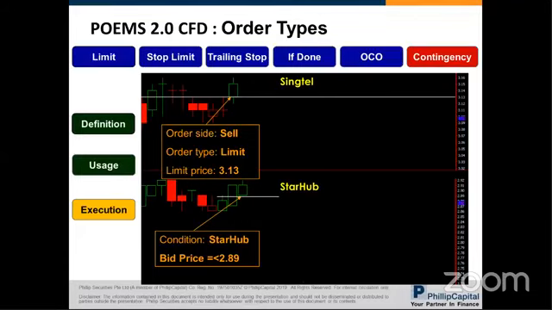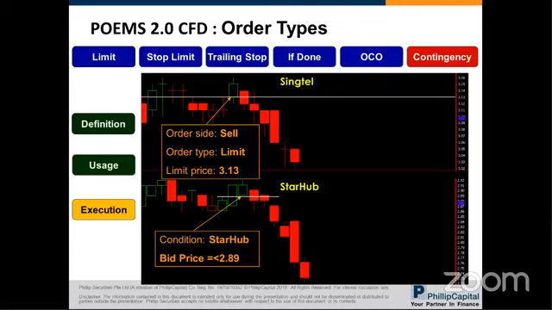So if you believe in this kind of theory, we can make it such that if the StarHub bid price is at 289 or below, reflecting that price, then I will submit a sell order, because I might think that Singtel itself may also go down over the next few time periods. So I'll submit this sell order.